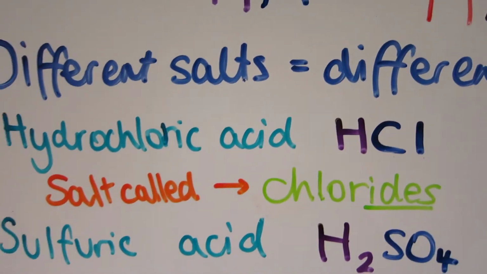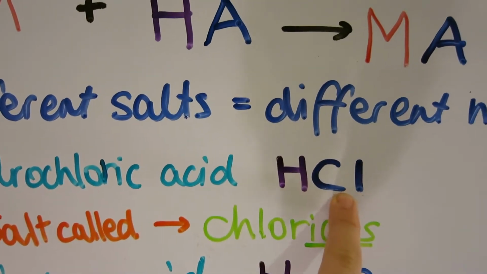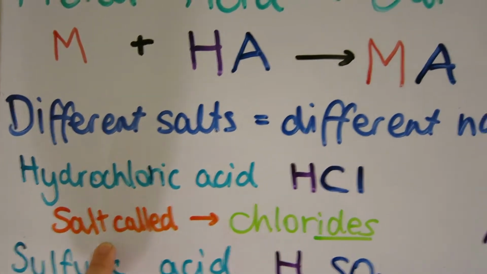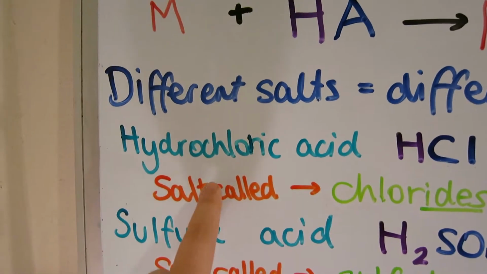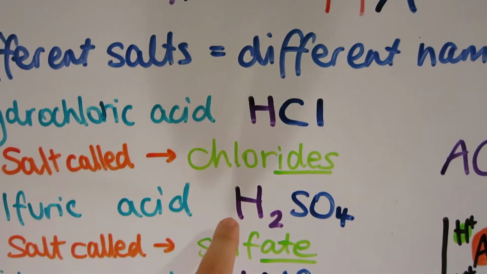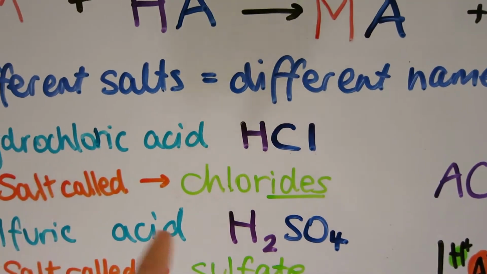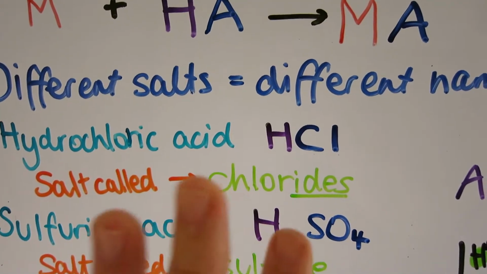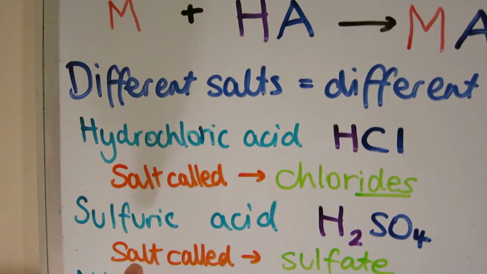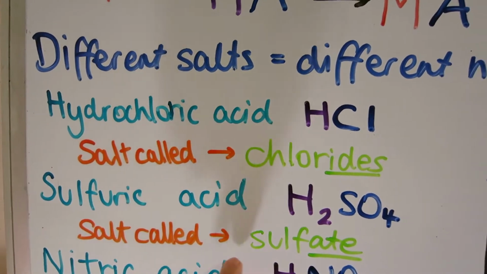We've got hydrochloric acid, and remember we have one hydrogen and one chlorine atom, and they come together, and that salt, remember, different salts have different names. So hydrochloric acid produces chloride salts. We've got sulfuric acid, we've got two hydrogens and one lot of sulfate. This thing together, SO4, one lot of sulfur and 4 lots of oxygen, makes our sulfate. So sulfuric acid produces a salt called sulfate.